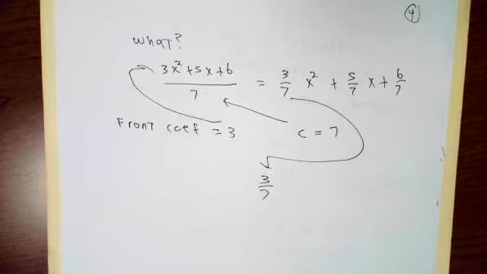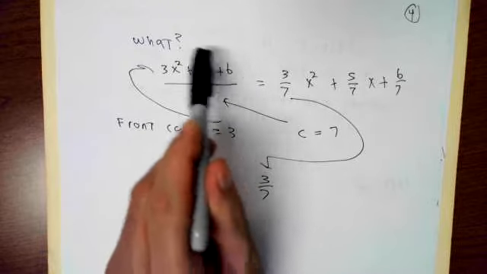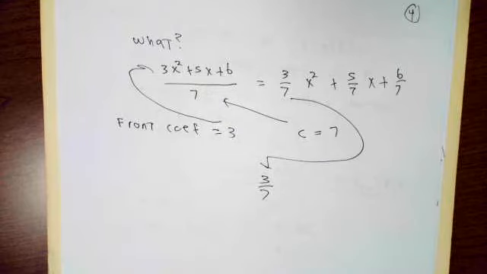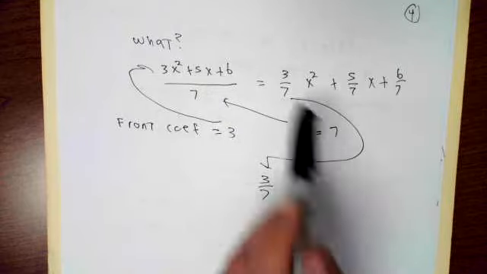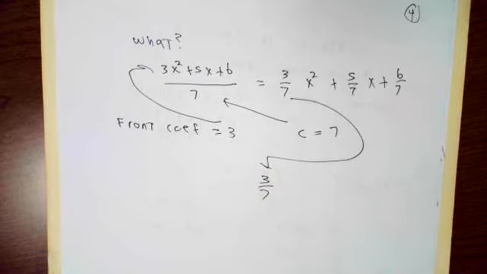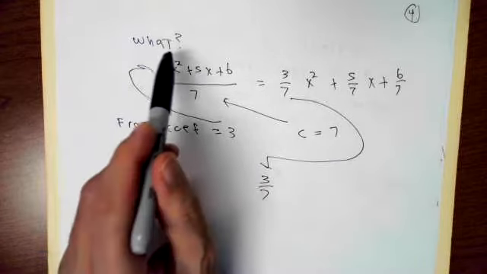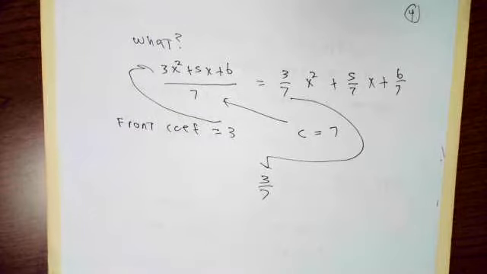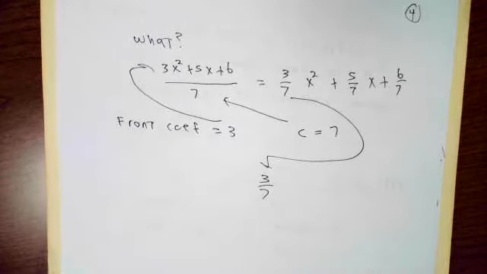For example, suppose that your P polynomial was 3x squared plus 5x plus 6, and the C was 7. Then if you take the polynomial and divide it by 7, if you look at what you get for a front coefficient, you get 3/7, which is the front coefficient of the original polynomial on top divided by 7. That's all I mean by that.